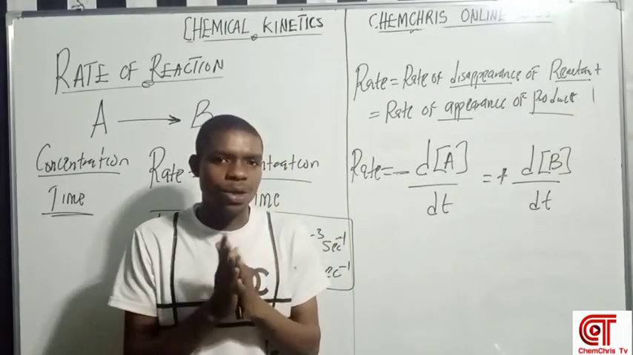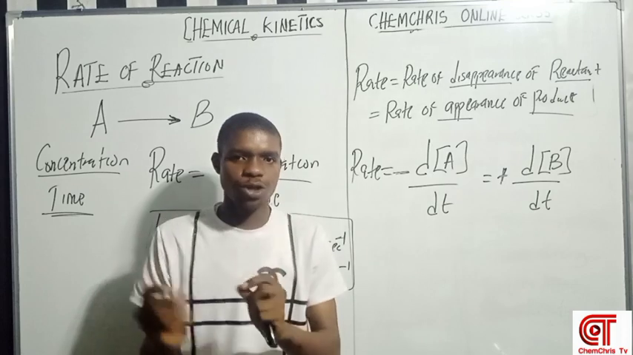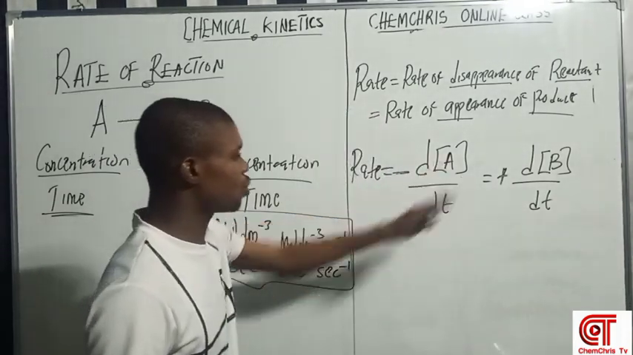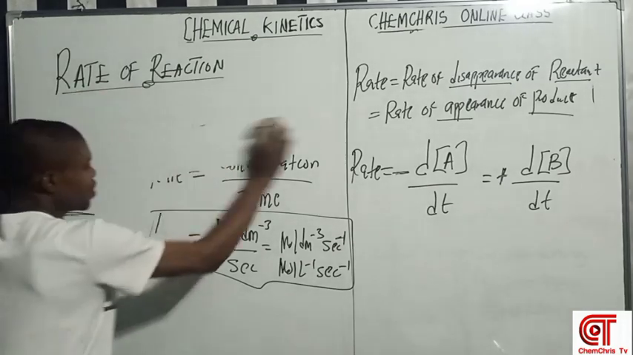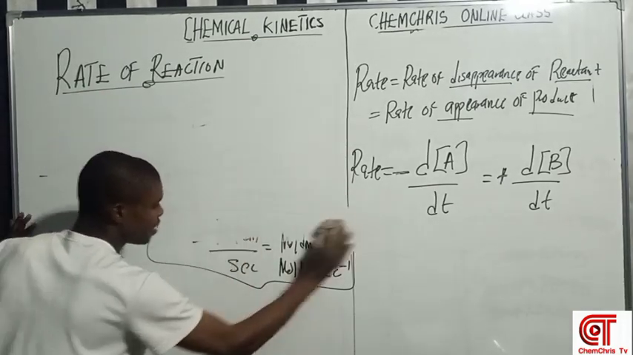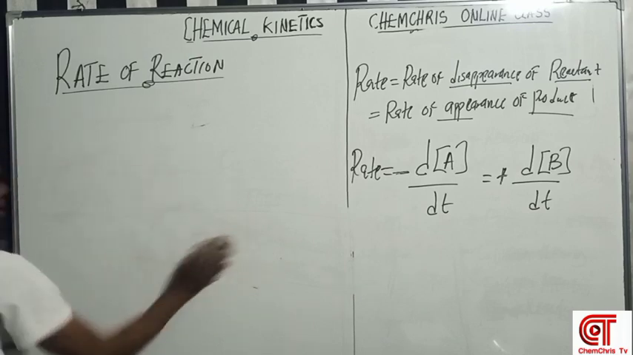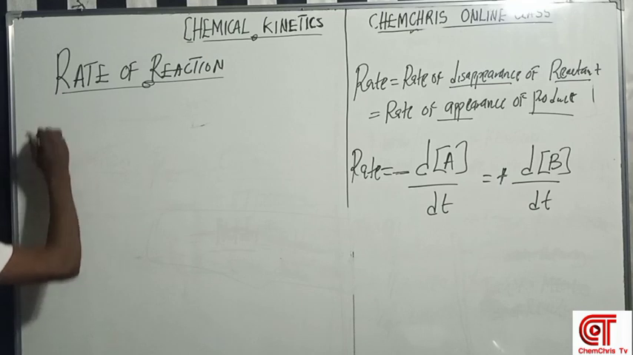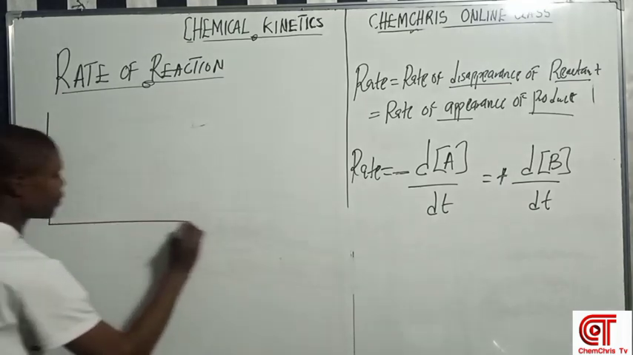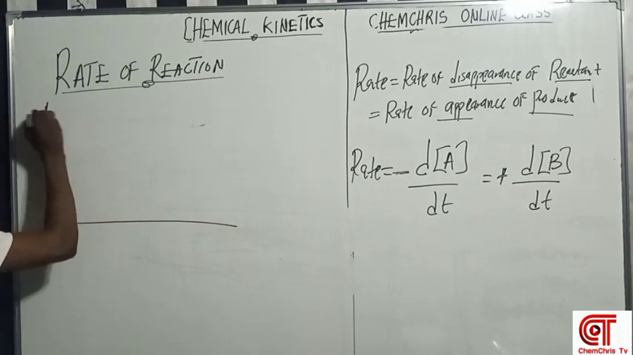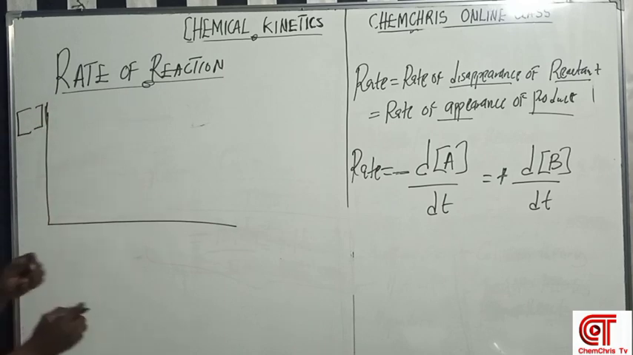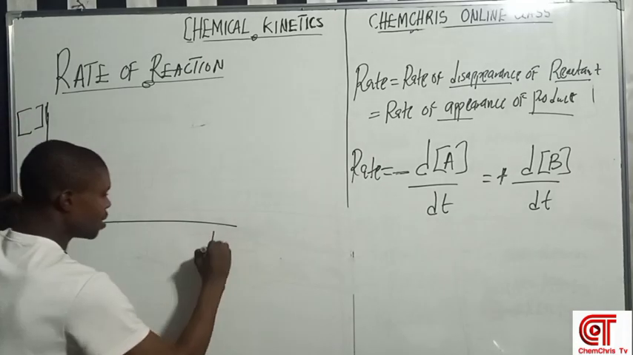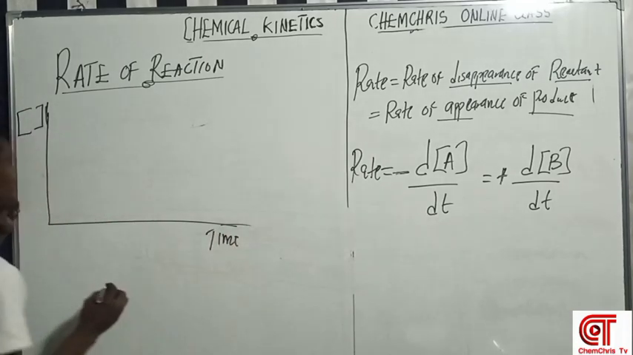So here, now we can look at two things. Now we can either look at the average rate of the reaction. But before we look at the average rate, let's draw a graph that shows this. If, for example, you plot a graph of concentration, the square bracket means concentration, concentration over time.